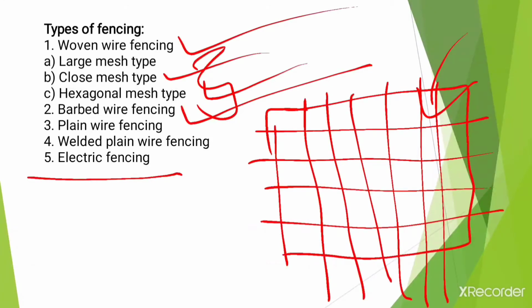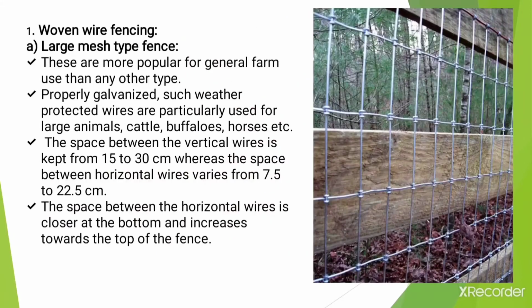Now, what is meant by mesh? Mesh is a structure made up of different types of fibers, metal wires or plastics, etc. It looks like a net, and it has openings whose dimensions are the same. Now, the next point is woven wire fencing. Let's see the different types of fencing in detail.